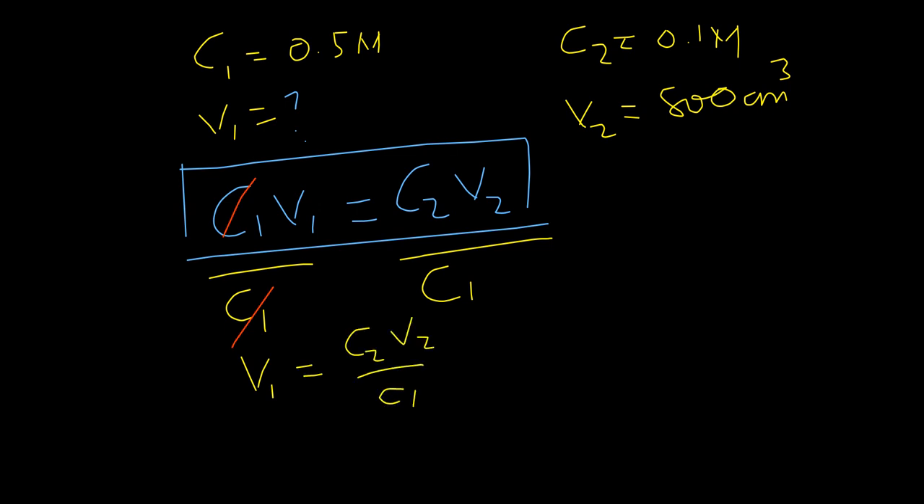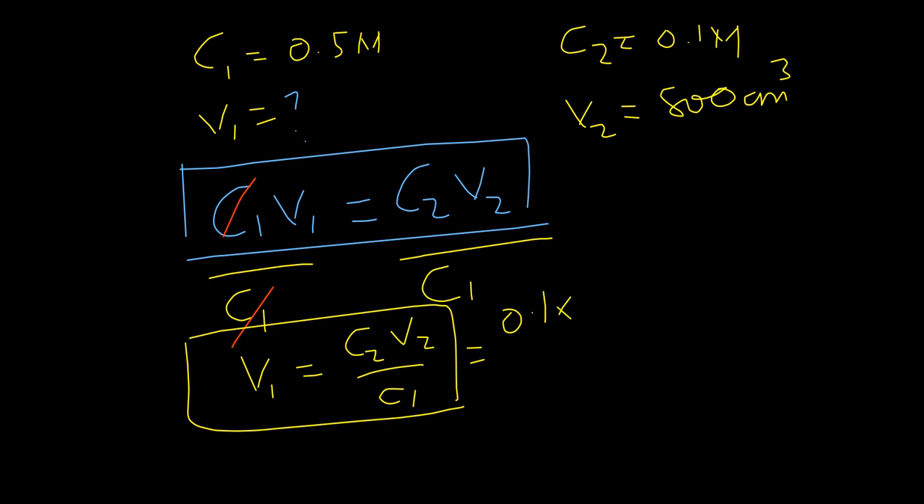That's what we're going to use. So our volume 1, that's the initial volume, will be equal to the final concentration times final volume divided by initial concentration. So that will give us what? C2 is 0.1 times V2 is 800 divided by C1, which is 0.5. And when you do the mathematics, we're going to get 160 cm cube.